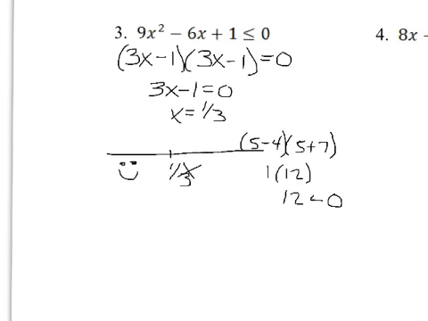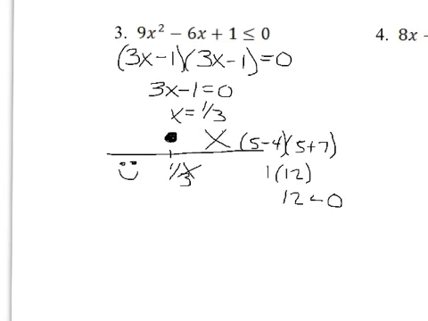Now this time you notice that it's saying less than or equal to. So that means we're actually going to include this value. So I'm going to indicate that with a closed circle to remind me. And then let's pick some values. Let's pick a value over here to the right, like the number 1. If I plug in 1 up here, 3 times 1 minus 1, I end up getting 2. And I get the same thing here, 2. 2 times 2 is 4. Is that less than or equal to 0? No, it is not. So we don't want that.